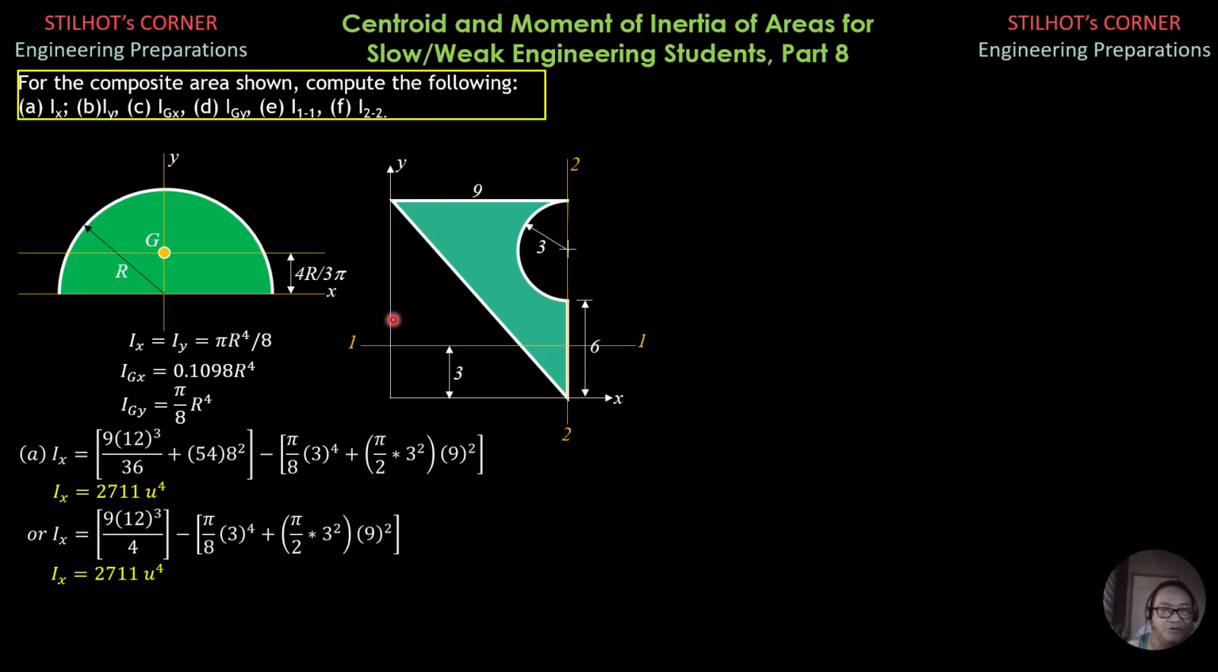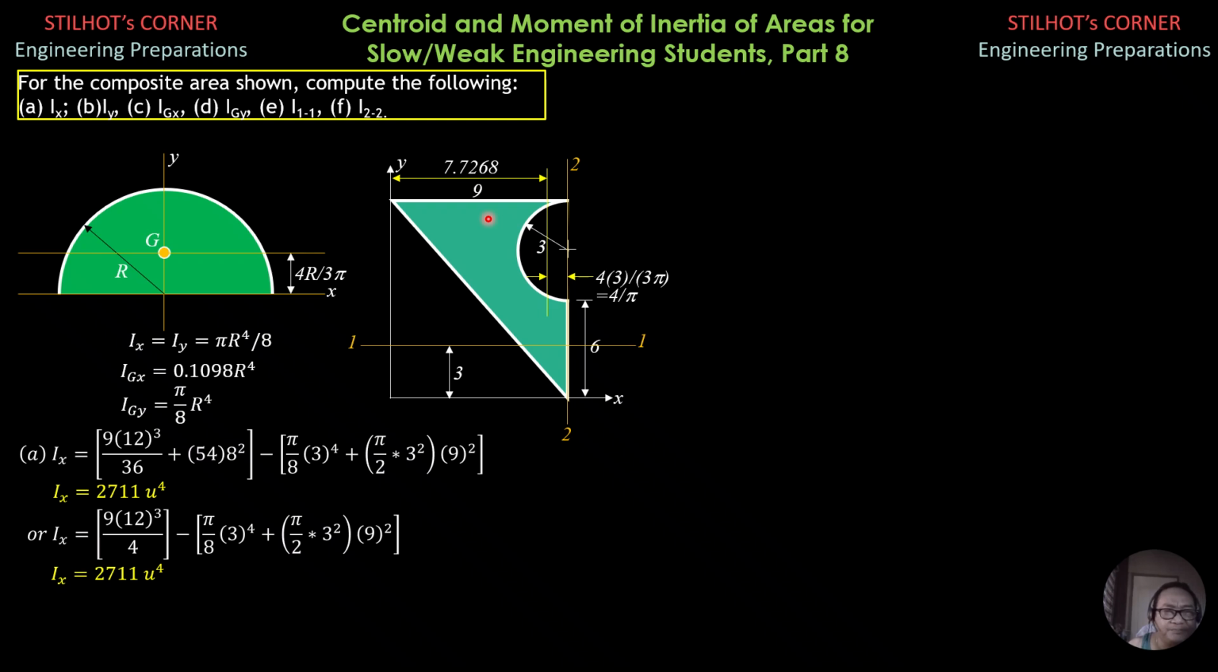For Iy, we also have a direct formula because this is the y-axis through the vertex. But I want you to master transferring moment of inertia from the centroid to any axis. So it is 9 cubed times 12 over 36 plus area 54, then 2/3 of 9 is 6 squared for the triangle. By the way, remember that this distance is 4r over 3 pi, which can be reduced to 4 over pi from our guide here. So the distance of the centroidal y-axis of the semicircle from the y-axis would be 9 units minus 4 over pi, and that's 7.7268. I want you to calculate that.